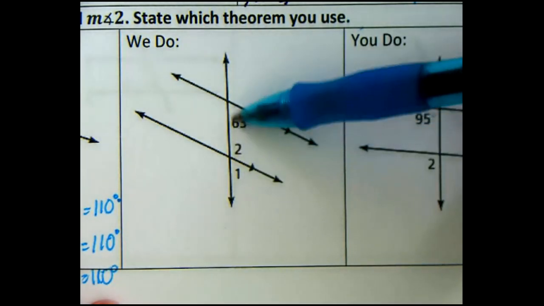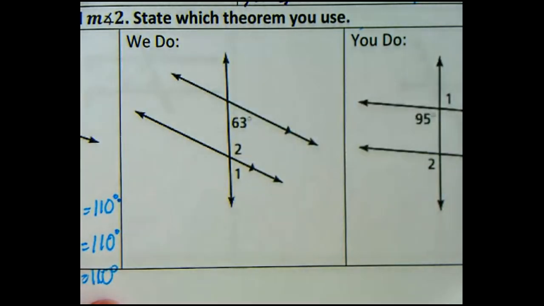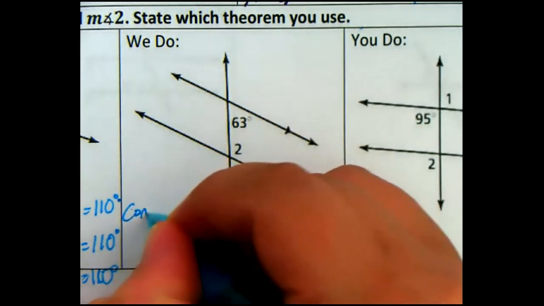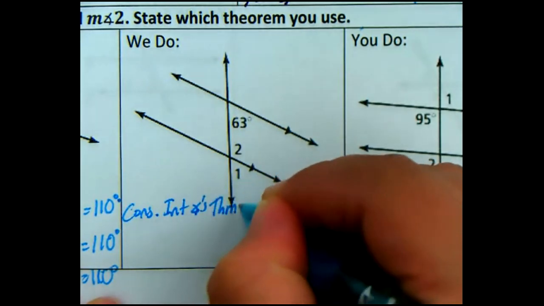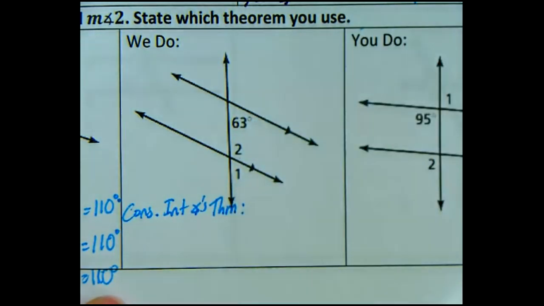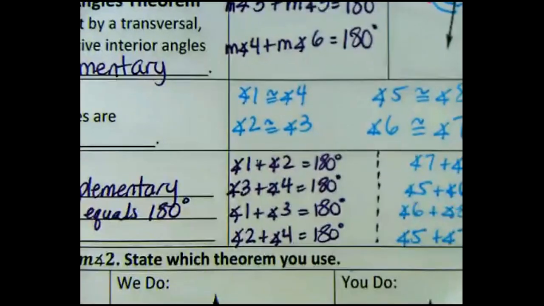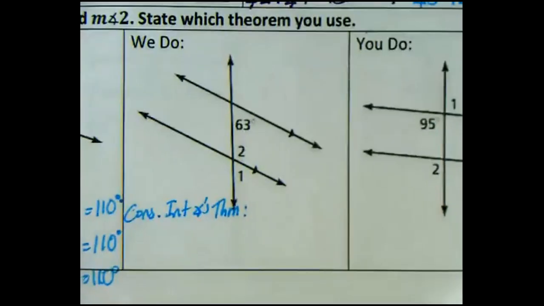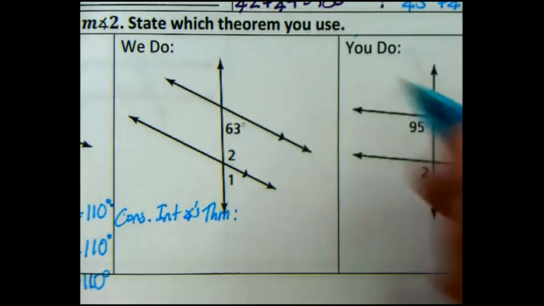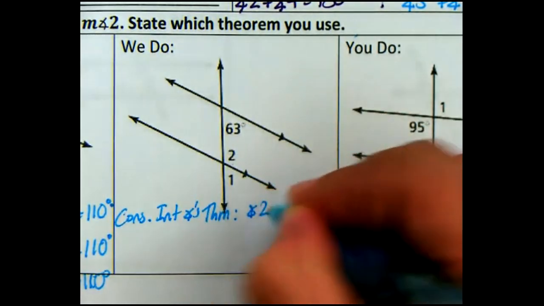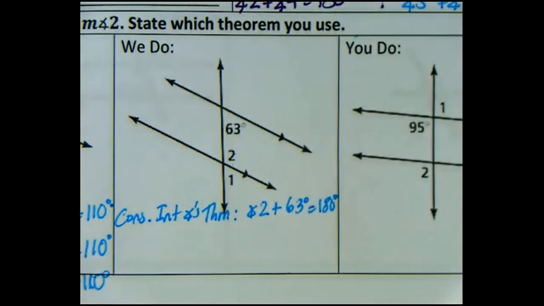They're on the same side of the transversal. Each of them is from one of the intersections. So our consecutive interior angles theorem makes these supplementary, right? Which means I'm not going to just set them equal to each other. I'm going to add them and set it equal to 180 because they're supplementary. So angle 2 plus 63 degrees is equal to 180 degrees.